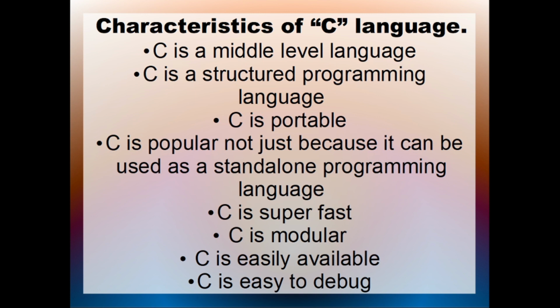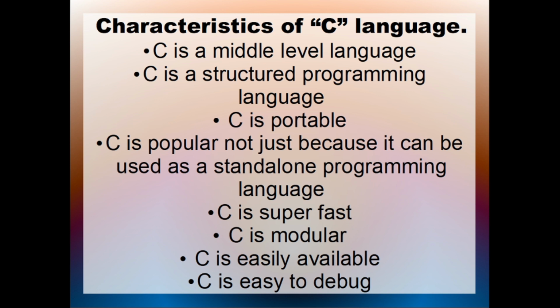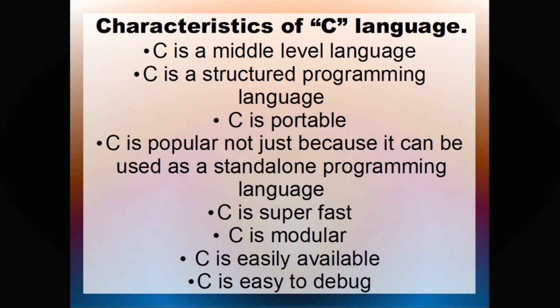C is modular, which means C programs can be divided into small modules which are much easier to understand. C is easily available. C software is easy to access and can be easily installed on your computer. C is easy to debug. The C compiler detects syntax errors quickly and easily and displays the error along with the line number of code and the error message.